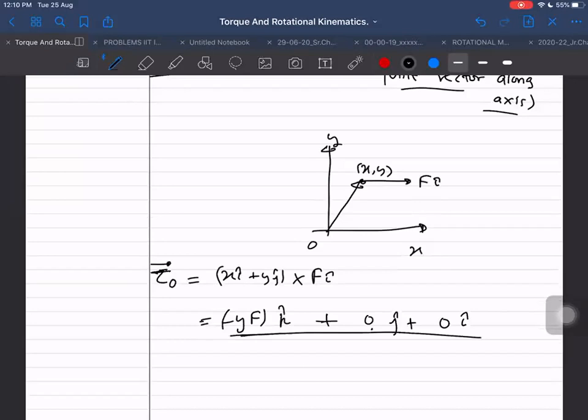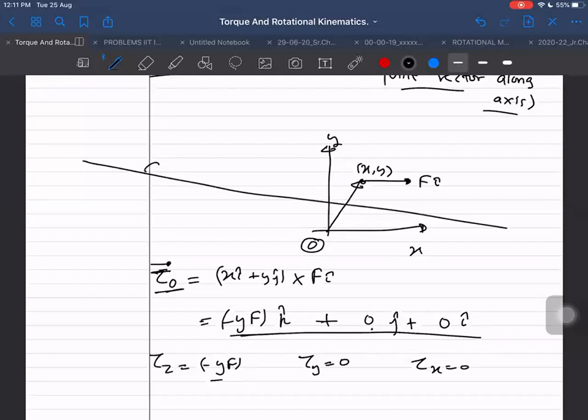So torque about y axis is 0, torque about x axis is 0, and torque about z axis is equal to minus y into F. It gives us this idea that the torque about an axis is not the same thing as the torque about a point. So if I'm finding torque about a point O and I want to find out torque about an axis passing through the same point O, first of all, this axis should be passing through that point O. If I'm taking another axis, which is this axis, and I want to find torque about this axis, then I cannot just take the component of the torque which I found about O along this axis. That would be a stupid thing to do.